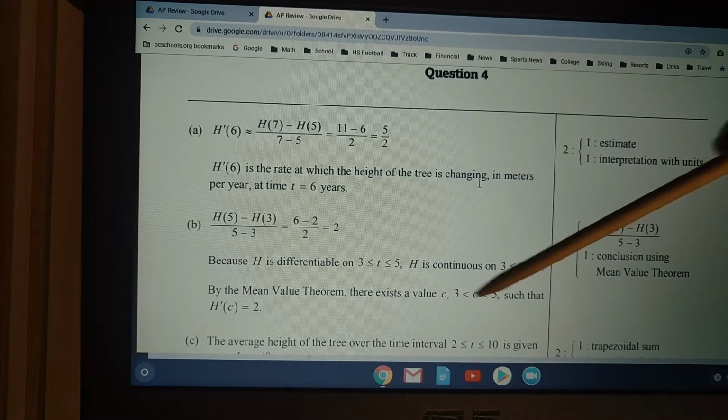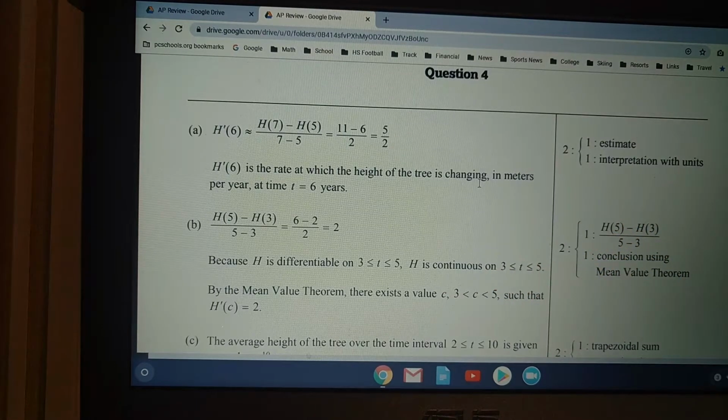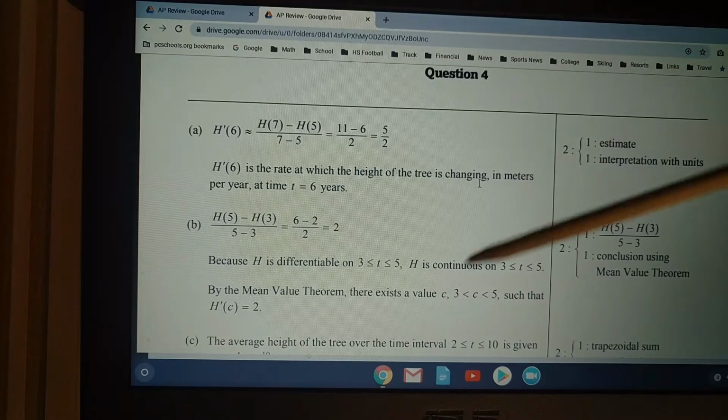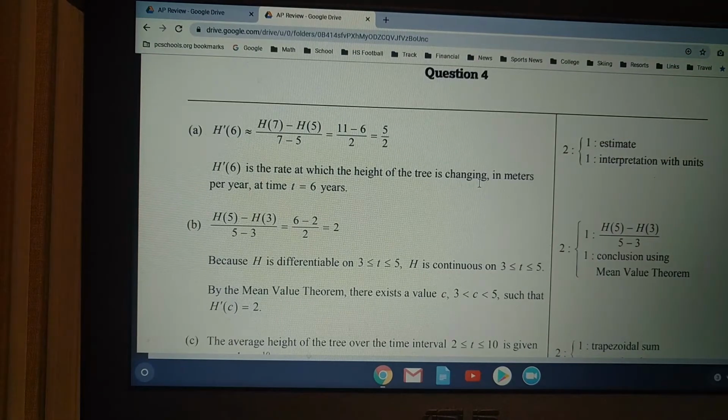Now you could say that just in English. There exists a value C. You could say between 3 and 5. You don't have to use the notation, although it's more concise, such that we know our derivative is equal to 2. So you get 1 point for your difference quotient. We need to see the difference quotient there. If we don't see that difference quotient, no point. And then if you conclude correctly using the mean value theorem, then you get your second point.